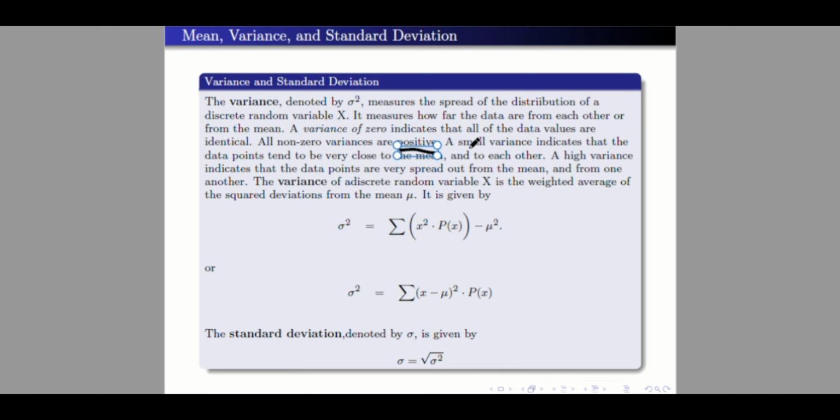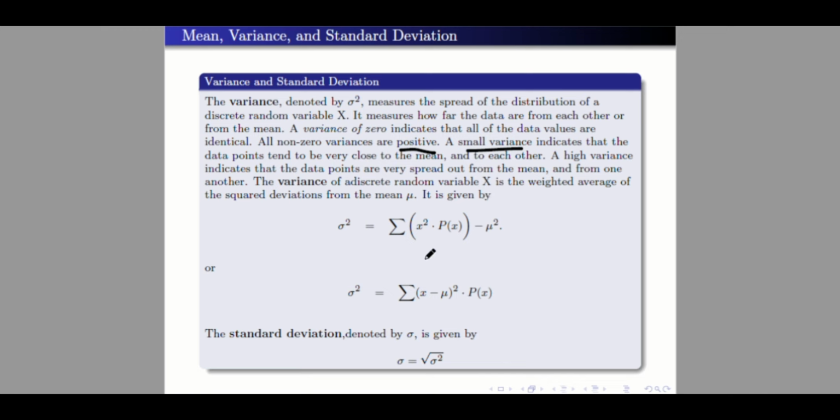Now, a small variance indicates that the data points tend to be very close to the mean or to each other. So meaning a small variance indicates that the data are homogeneous. If the value of the variance is high, then of course they are far from each other, they are spread, so they are heterogeneous.